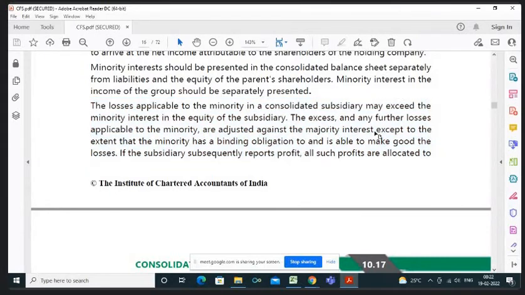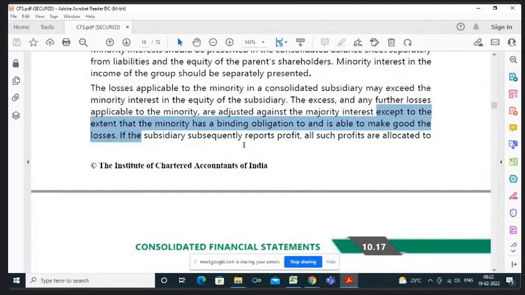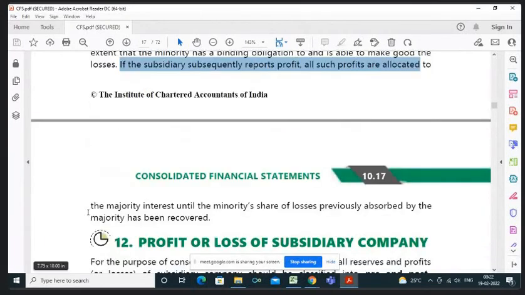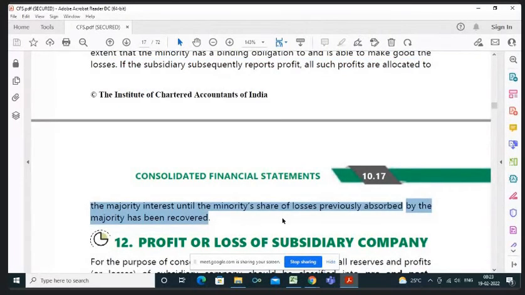Except and all, we can leave it as it is because generally this kind of situation does not arise because the company's liability is limited. We cannot ask the minority people to bring more money to make good the losses. So if the subsidiary subsequently reports profit, all such profits are allocated to the majority interest until the minority share of losses previously absorbed by the majority has been recovered. So this we will work out in a numerical example and understand the concept. So let's move on to the question now.